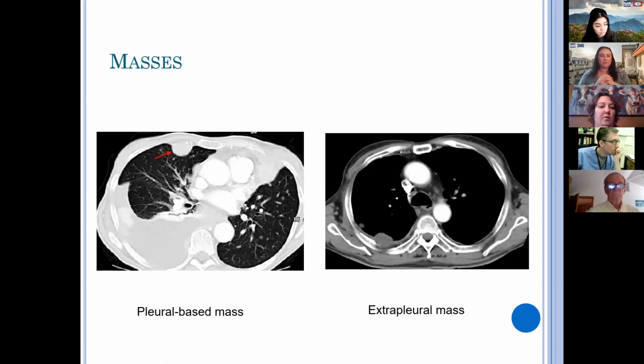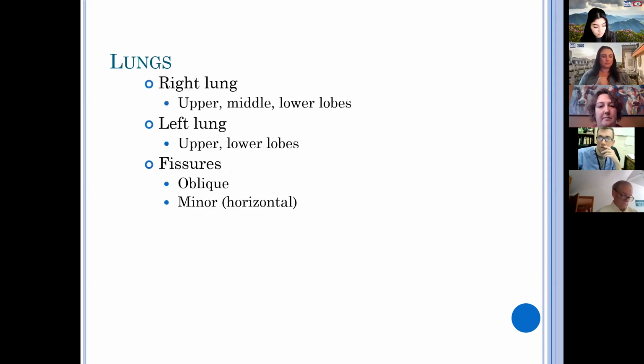This slide shows 2 CT scans. On the left, we see a pleural-based mass, and on the right, we see an extrapleural mass. Again, how these are described by radiology or by whoever's interpreting the images can help you to determine a differential diagnosis, and then help you to sort of narrow down what diagnosis you may be looking at and what tests and studies you might need to do next.